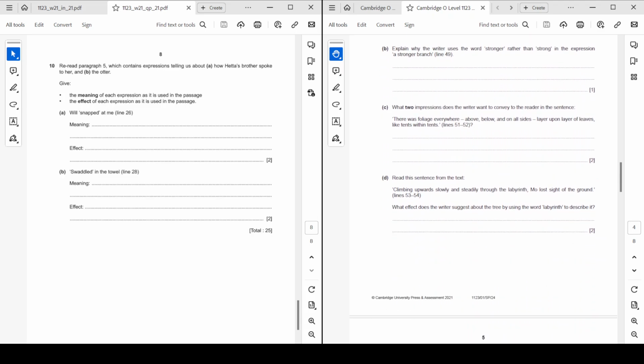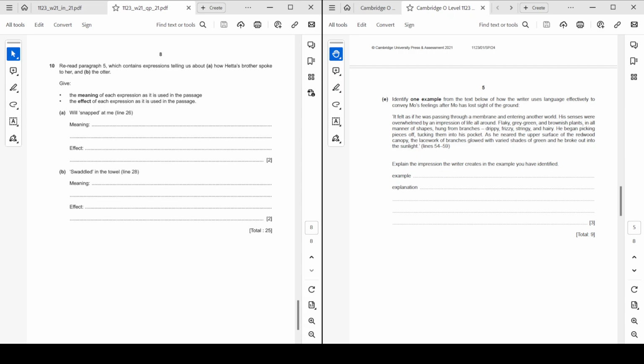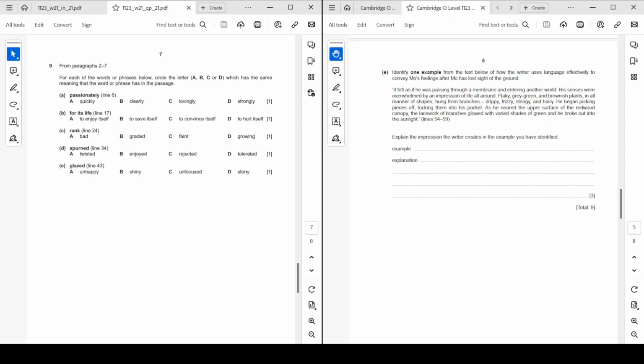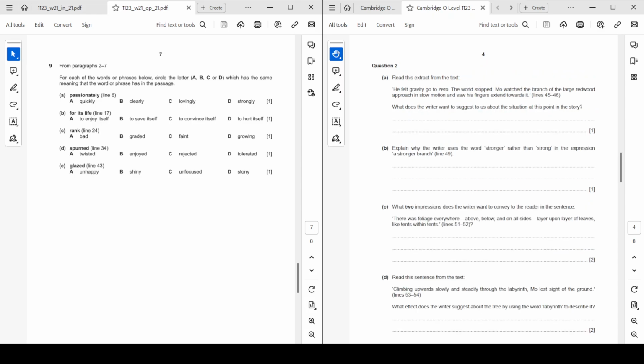And another thing is that they've removed the vocabulary questions. There used to be MCQ type vocabulary questions, and now there are none of those. All right, so those are major changes.